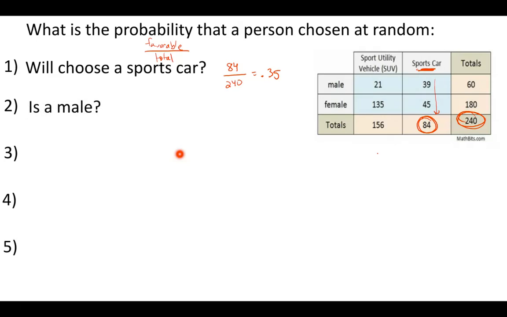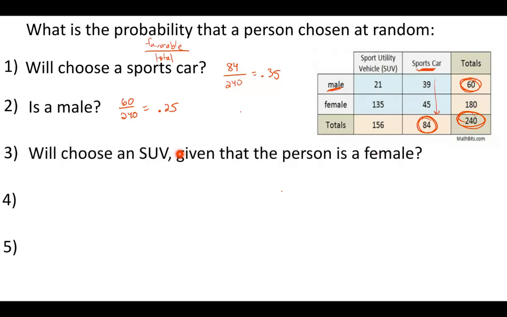The next question is basically what's the probability of choosing a male in this survey? So what percentage of the survey were males? So we locate the male row. It's right here. Let's go over the total. The total was 60 males out of 240 total people. 60 divided by 240 is 0.25. Okay, so those are pretty basic so far.